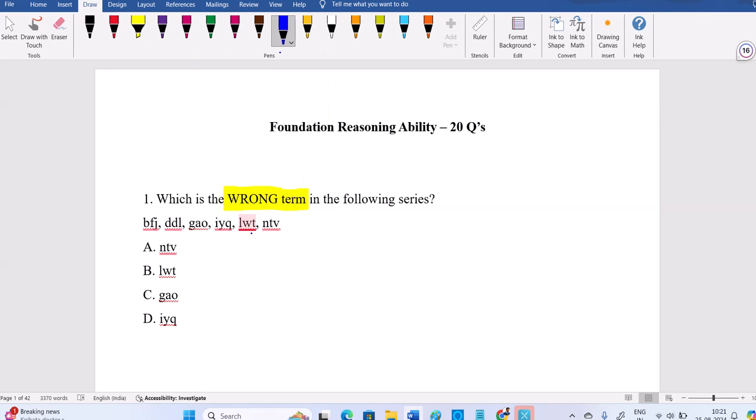If you just focus here, you can take the first letter separately or the second letter separately and see what pattern they are following and where it's going wrong. You can try in that fashion as well. I think there is a problem with this term. Individual terms also people can focus on.